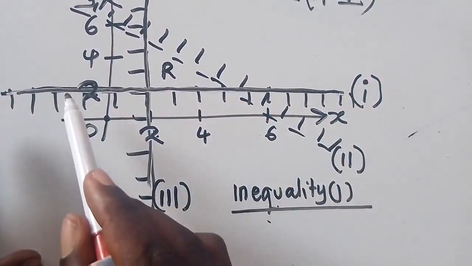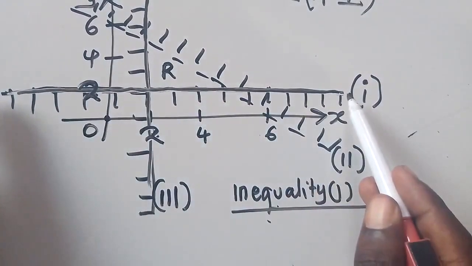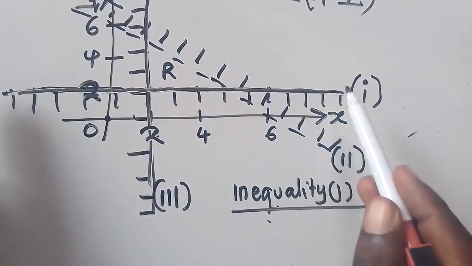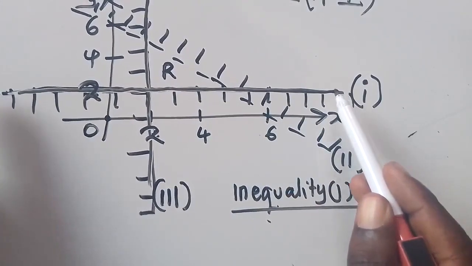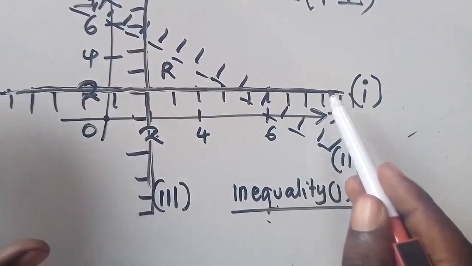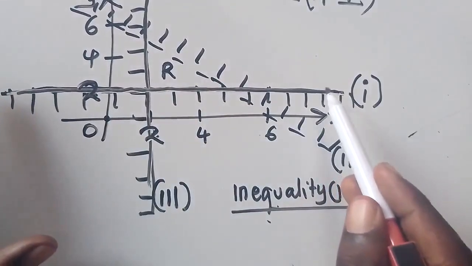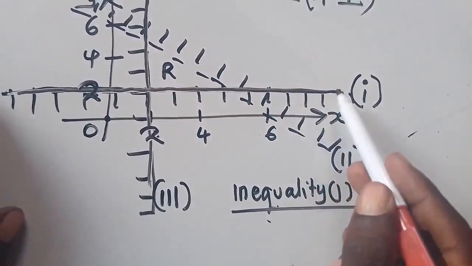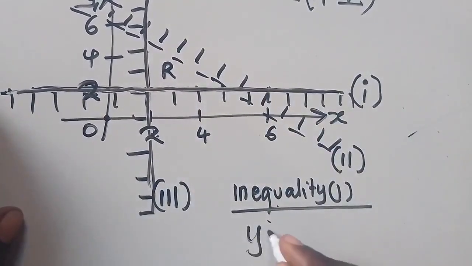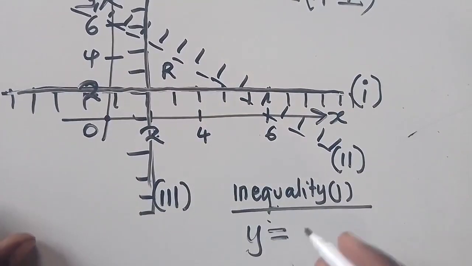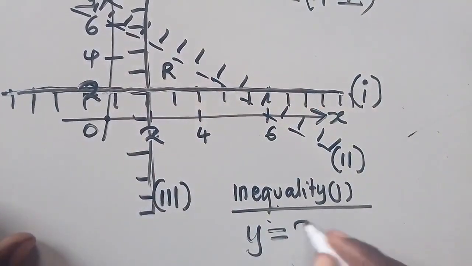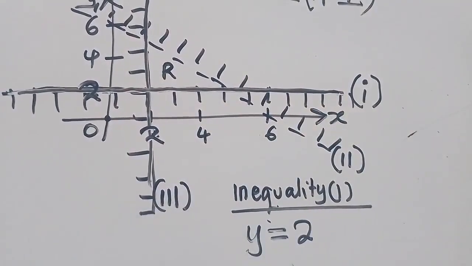If you are having a horizontal line, each time you are having a horizontal line, you just need to get where it is cutting the y-axis. So don't forget this. Each time we are having a horizontal line, we just need to get where it is cutting the y-axis. So I say y is equal to what? Where is it cutting the y-axis? It is cutting the y-axis at 2. So y is equal to 2.